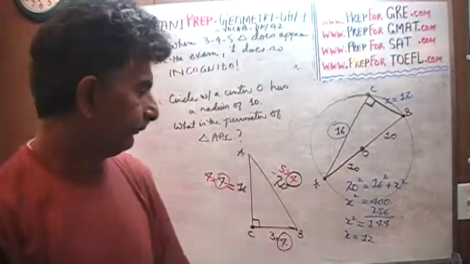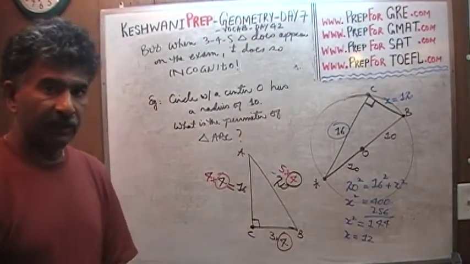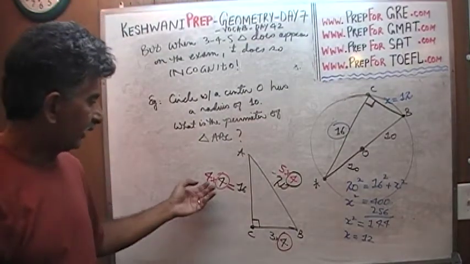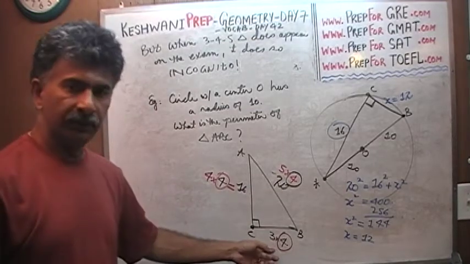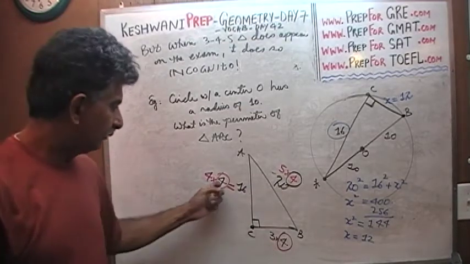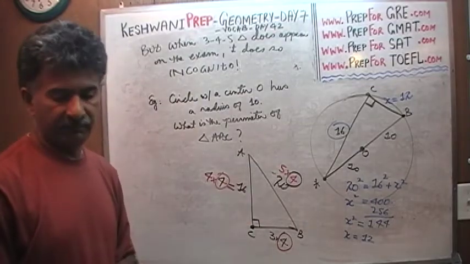That's all it is. And if you were quick enough to see that, there's a 3, 4, 5 triangle. This is 16, which is 4 times 4. This is 20, which is 5 times 4. Then this would have to be 3 times 4. 3, 4, 5. It's a 3, 4, 5 triangle.